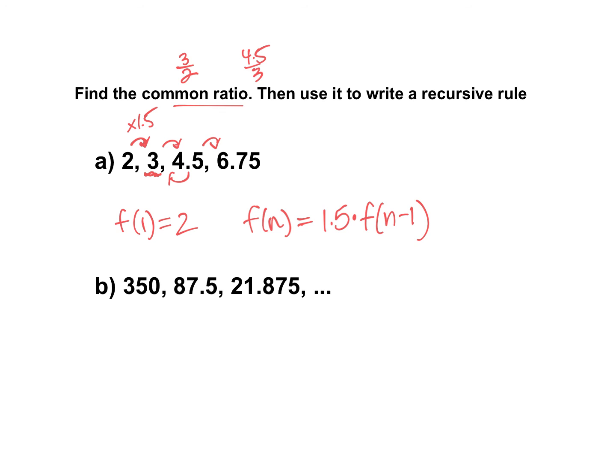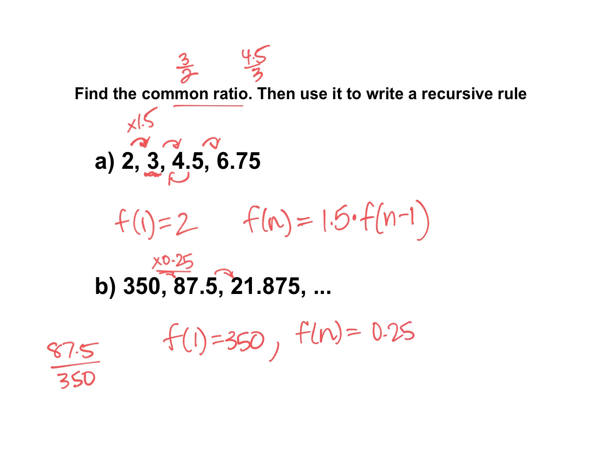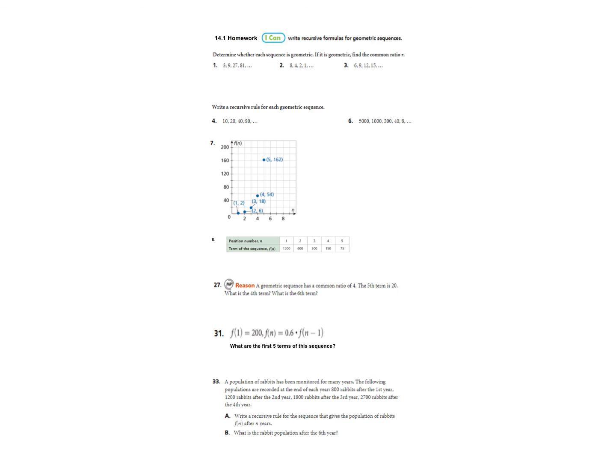You try letter B. All right, so letter B, again, you should take 87.5 divided by 350. If you do that, you get 0.25. Which makes sense. It's getting smaller each time, so it's got to be multiplying by a decimal. So my first term is 350, and then to find any term, I'm going to take my multiplier, which is 0.25, or my common ratio, times the previous term. There is my recursive rule.